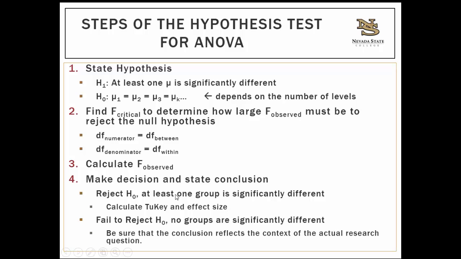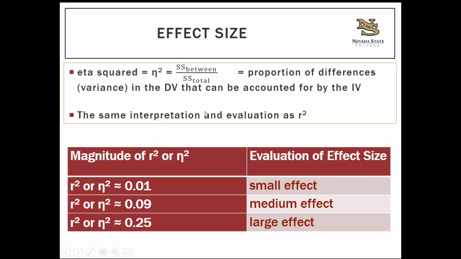And just another note, when you state your conclusion, be sure that the conclusion reflects the context of the original research question. You wouldn't just put "no groups are significantly different." You would frame it in the context of what we're actually looking at. So if we were doing the pain example, you would say there is no difference in pain intensity based on taking morphine, fentanyl, or being in the control group, for example. All right, effect size. So effect size is called eta squared. This is a Greek eta, and there's a little squared.